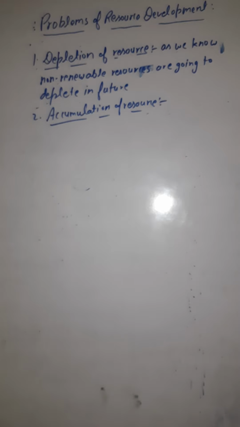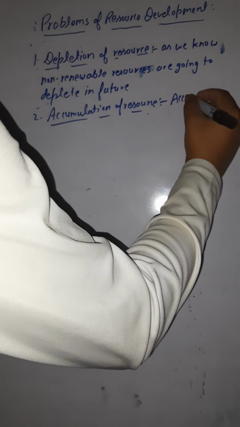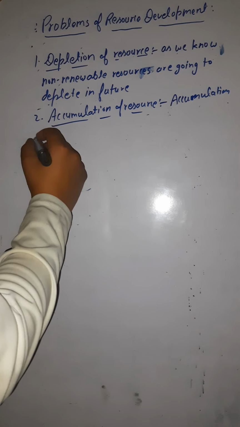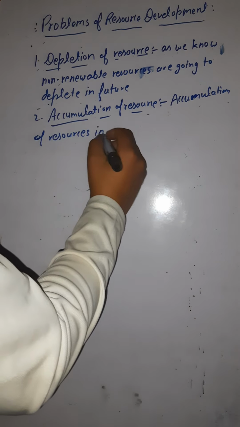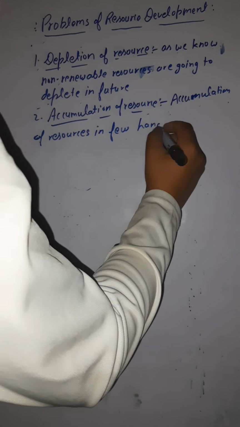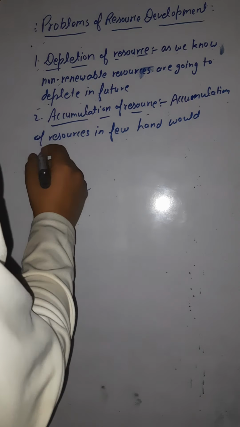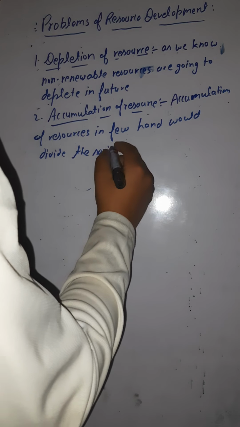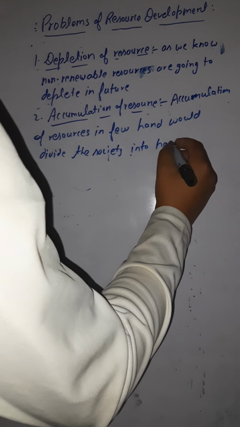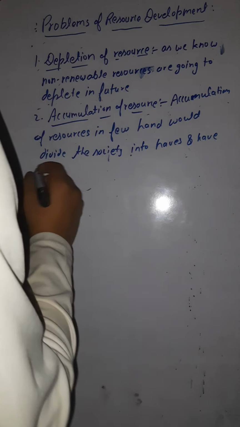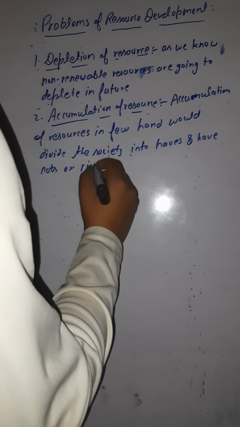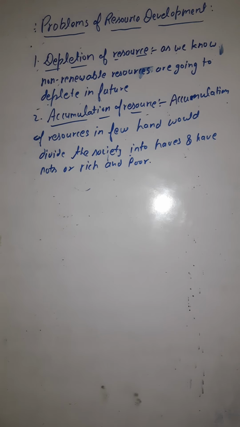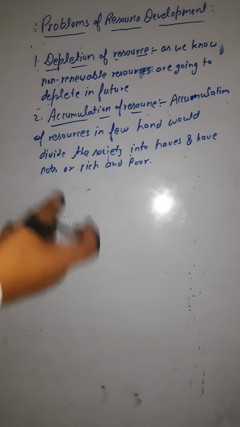So as we know, accumulation of resources, you can write here: accumulation of resources in few hands would divide the society into haves and have nots, or you can say the rich and the poor. So it would divide the society into the rich and the poor. So accumulation is a big issue again. It means the resources should not be accumulated in few hands.